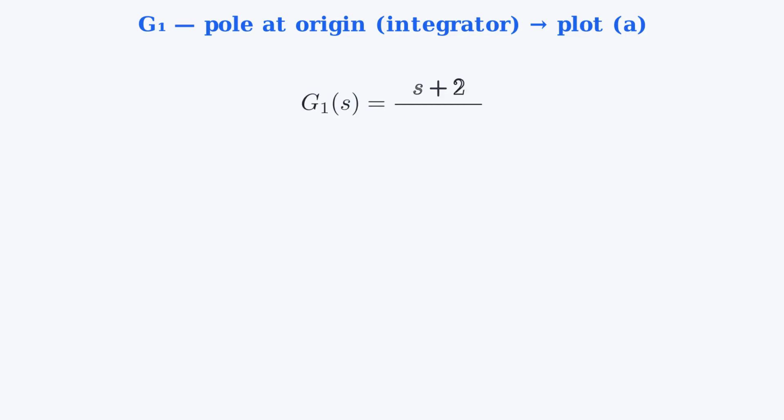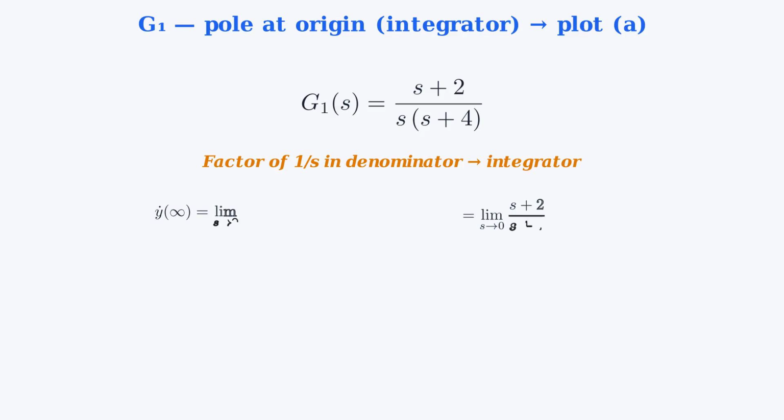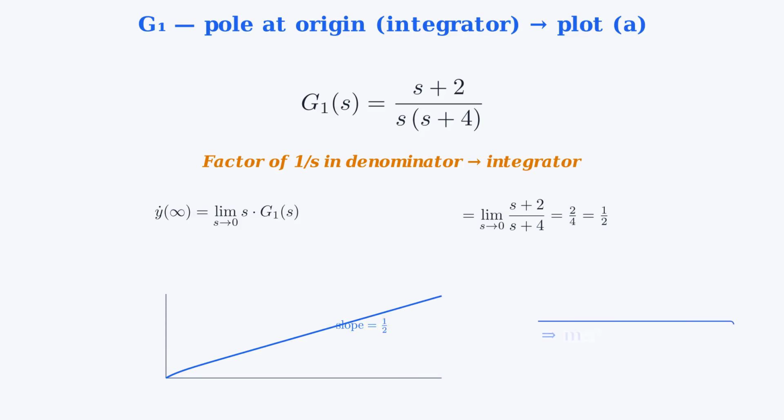g1 of s equals (s plus 2) divided by s times (s plus 4). Look at the denominator. It has a factor of s. That is a pole at the origin, an integrator. Whenever an integrator is in the loop, the steady-state value of the step response is infinite. The response cannot settle to a constant, it keeps growing forever.